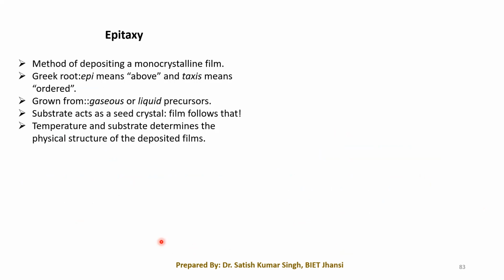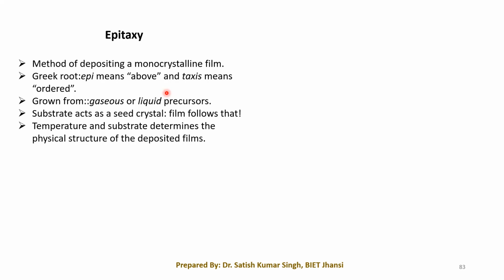So first of all, what do we mean by epitaxy? Epitaxy will be used for depositing a monocrystalline film, a very thin film that will be deposited over a substrate. This is a Greek word. Basically, epi means above and taxis means ordered. So what we have to do is grow a monocrystalline layer, or you can say a very ordered layer, onto or above a particular substrate.